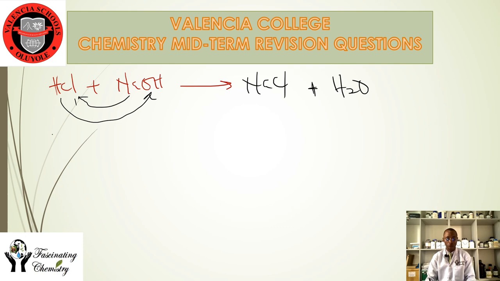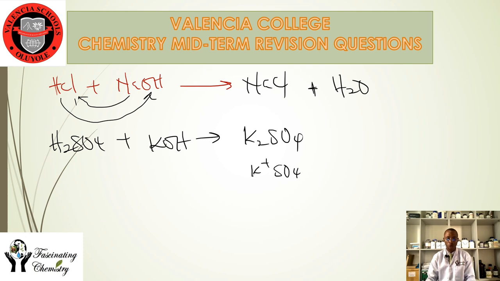Say H2SO4 plus, say, potassium hydroxide. This will give you K2SO4. Remember, this is going to be like that because K is a plus, SO4 is a 2 minus. So when they exchange their charges, they are going to arrive at this formula. Then you have your H2O.